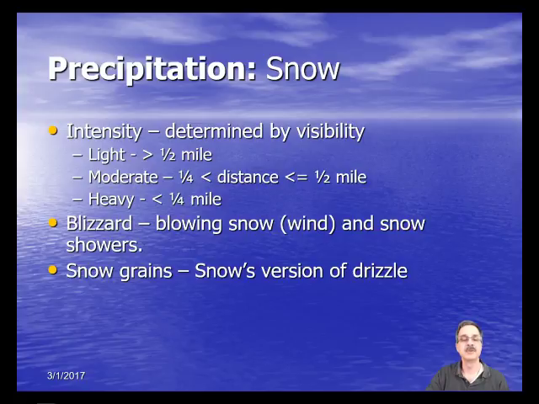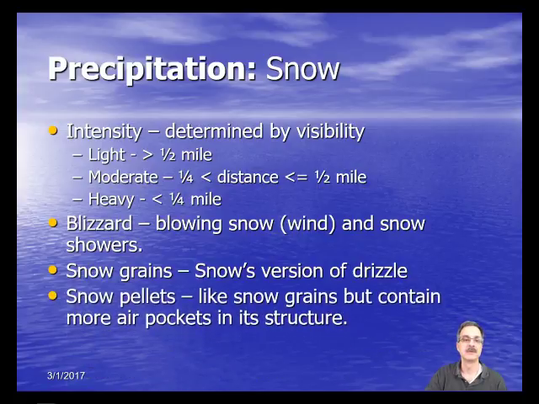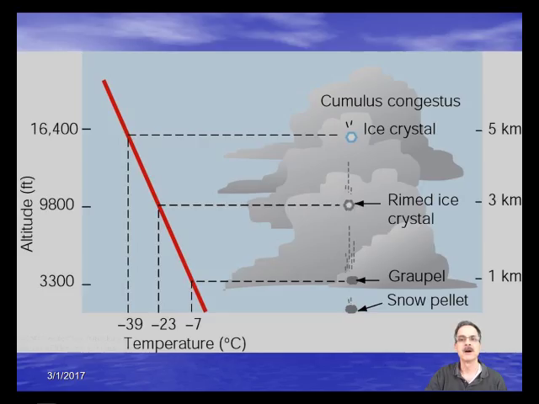You can also get snow grains, which is basically snow's version of drizzle. And you can also get snow pellets. Basically, they're just like snow grains, but they contain more air pockets in their structure, so they tend to be a little bit bigger.